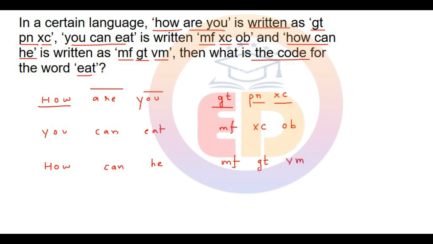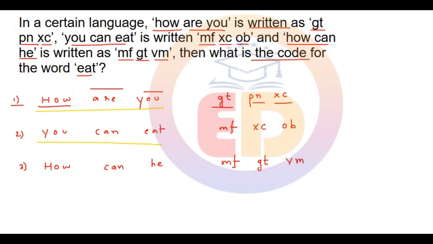Now what we have to do is find out the common words and the common codes in them. Let us find out. For that, compare the first with the second, and then second with the third, and then first with the third. Let us compare the first group of words with the second. How are you and you can eat.